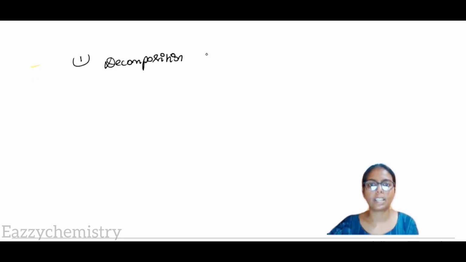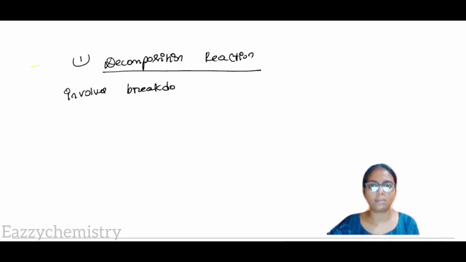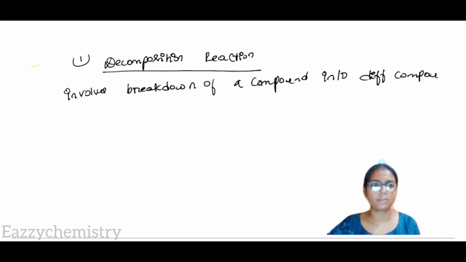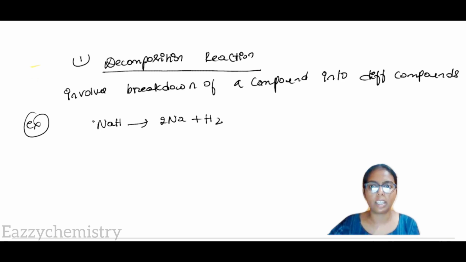The decomposition reaction can be defined as a kind of reaction that involves the breakdown of a compound into different compounds. So this is termed as a decomposition reaction. Let's look at some examples. If we consider NaH, it will break down into Na plus H2. If we balance this reaction, it is 2NaH giving 2Na plus H2.